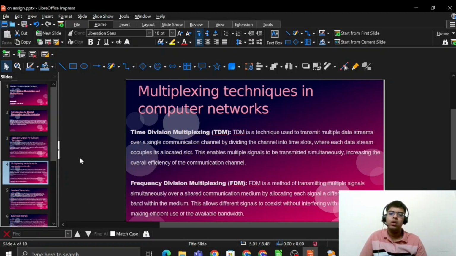Next is frequency division multiplexing, which is a method for transmitting multiple signals over a shared communication medium, which allocates each signal a different frequency bandwidth within the medium. It allows different signals to coexist without interfering with each other, making efficient use of available bandwidth.